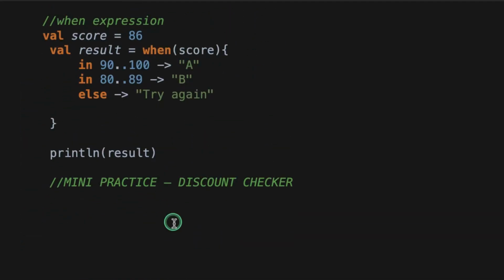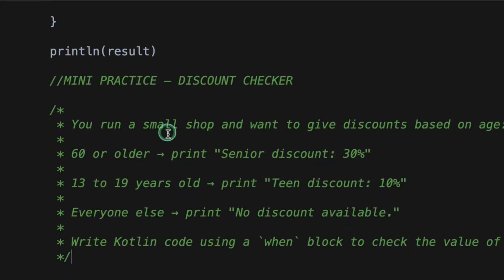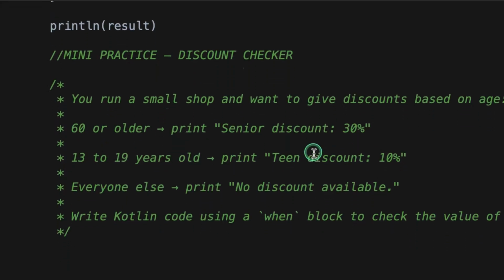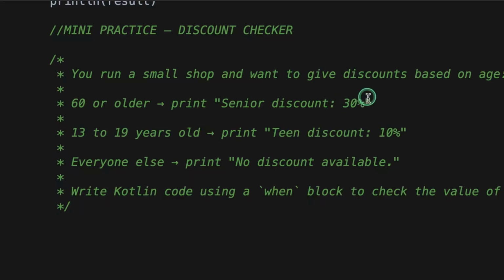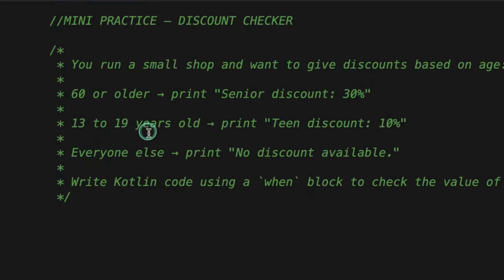All right, so now is our mini practice time. In this mini practice, we are doing a discount checker. So you run a small shop and you want to give discounts based on age. For those who are 60 and above, you print the message senior discount, which is 30%. For those within 13 and 19, you give them teen discount, which is 10%. Everyone else print no discount available. Write a Kotlin code using when block to check the value of age and print the right message. I'm giving you 30 seconds to finish.